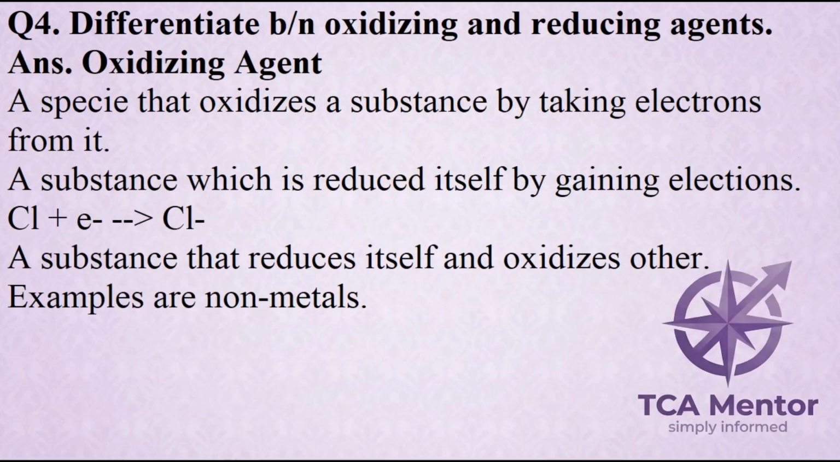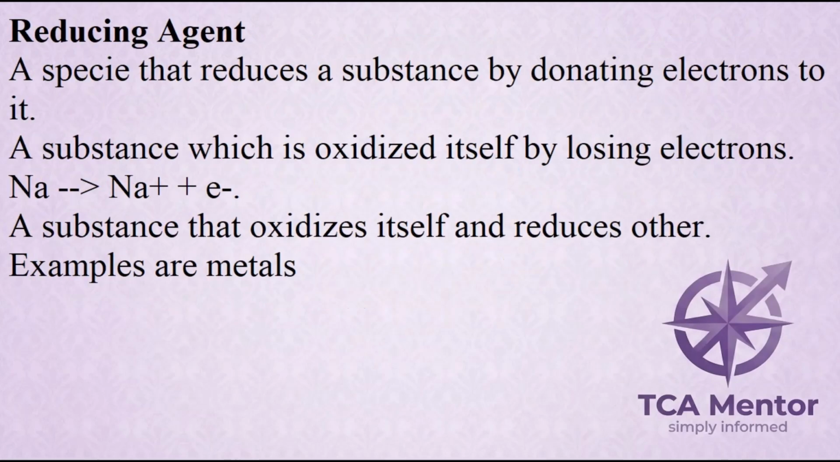Differentiate between oxidizing and reducing agents. ANS. Oxidizing agent: a species that oxidizes a substance by taking electrons from it. A substance which is reduced itself by gaining electrons. Cl + e⁻ → Cl⁻. A substance that reduces itself and oxidizes other. Examples are nonmetals.